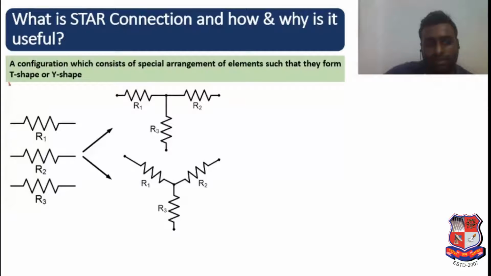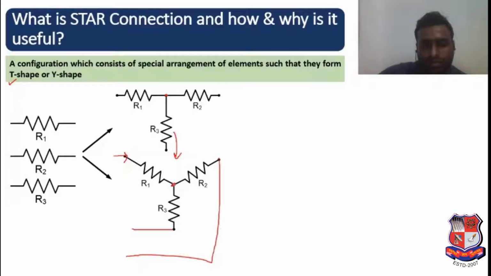If they are connected to form a T shape, we can say that it is a star configuration. Or if it is a Y shape, these two are the same thing, only this middle point is brought downwards such that it forms a Y shape. So a configuration which has either of these two shapes can be called a star connection. The feature is that we connect a three-phase source here. When we connect a three-phase source, some current will be flowing. This circuit has an intersection point where all three phase terminals meet at one point, and this is called the neutral point.